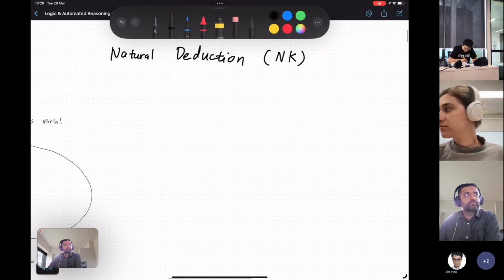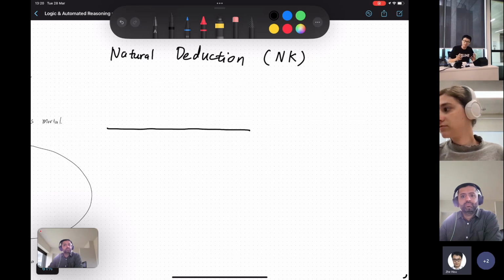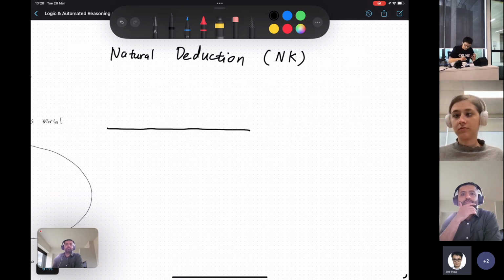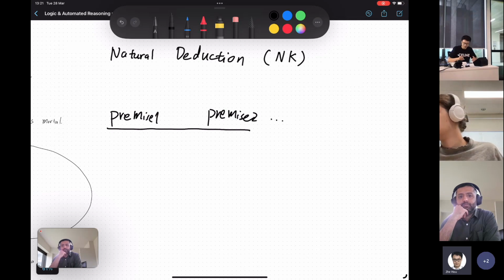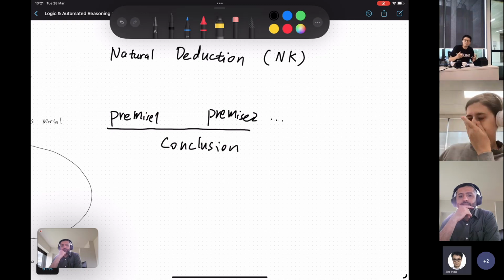An inference rule usually is written with premises: premise 1, premise 2, and you can have more than 2. Then below the horizontal line, we have the conclusion. That's usually the format that we write things. Above the line, we have the premises. Below the line, we have the conclusion.